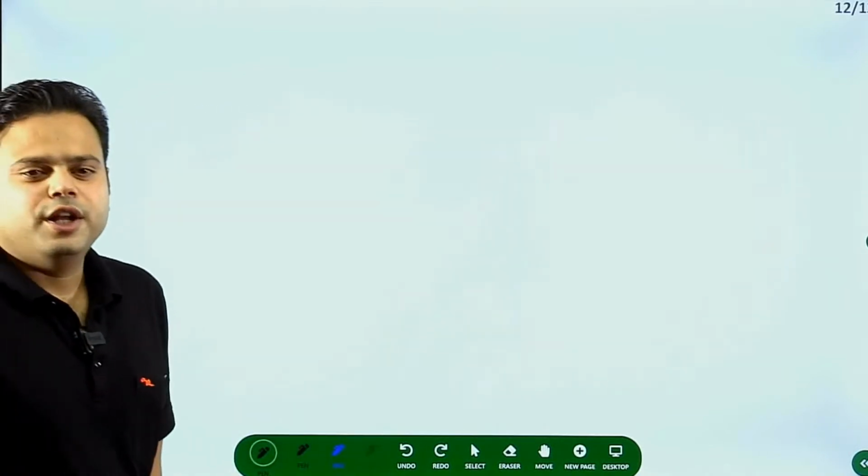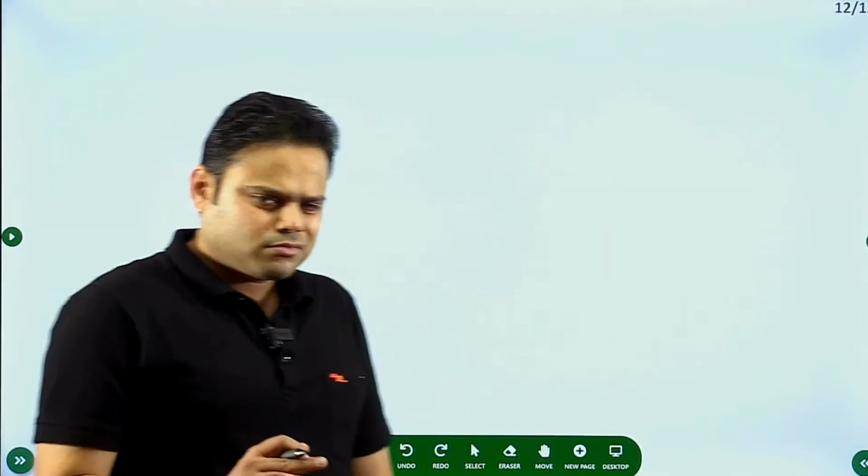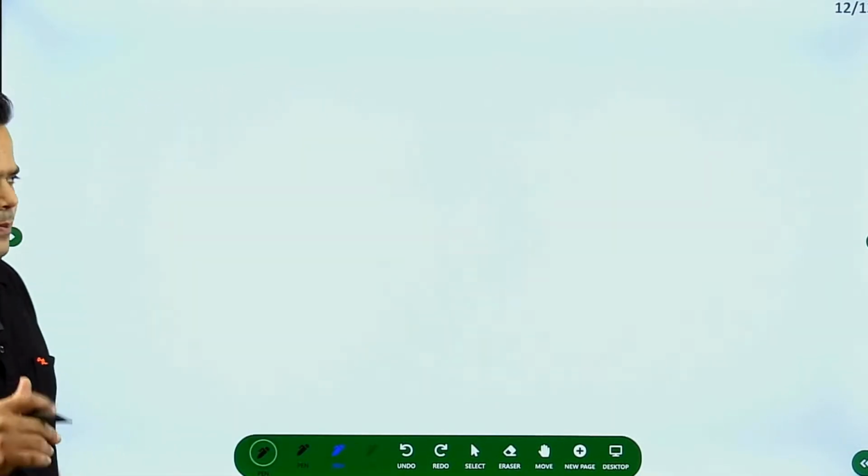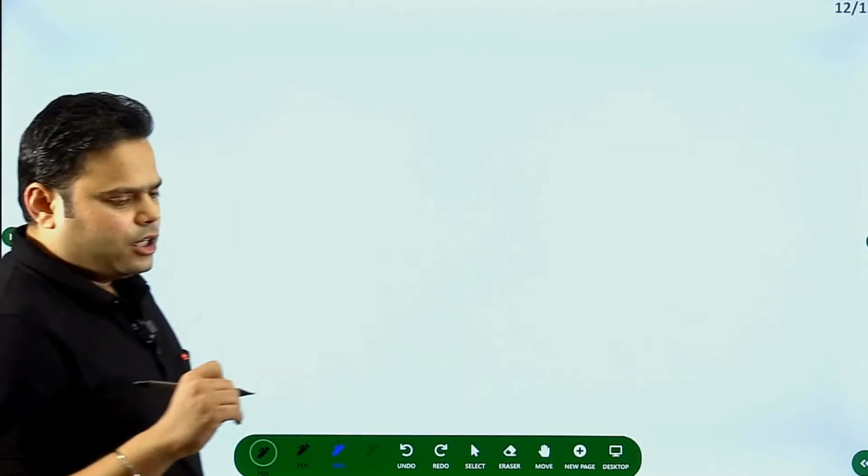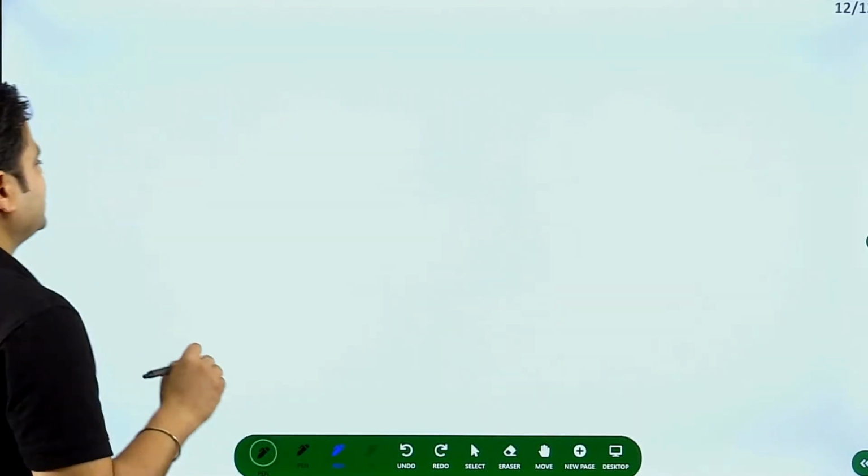So I hope this is clear to everyone. Now, going further ahead, what exactly do we understand by the weight of substance getting deposited? Understand what the shortcuts for this are.